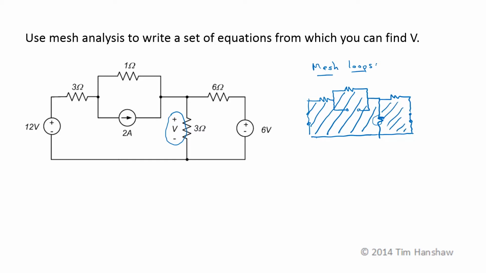this rightmost loop here. So my first mesh current is going to start here, go up through this 1 ohm resistor, come around and back to its origin. That'll be I1, and I2 will just go around this right loop.